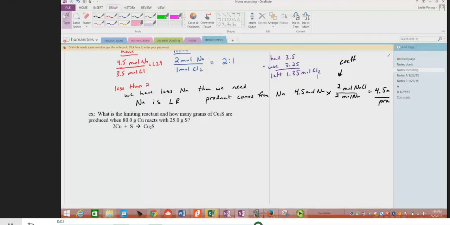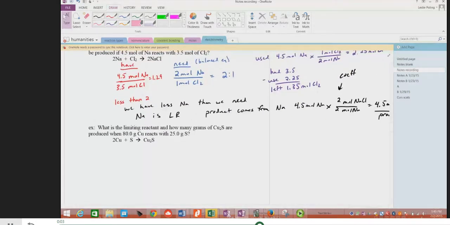Now we can apply this exact same concept to this one, even though we want to know grams. We're given grams. Well, what we need up there to compare, we have to compare the moles. So, first thing we're going to do, convert our grams to moles.